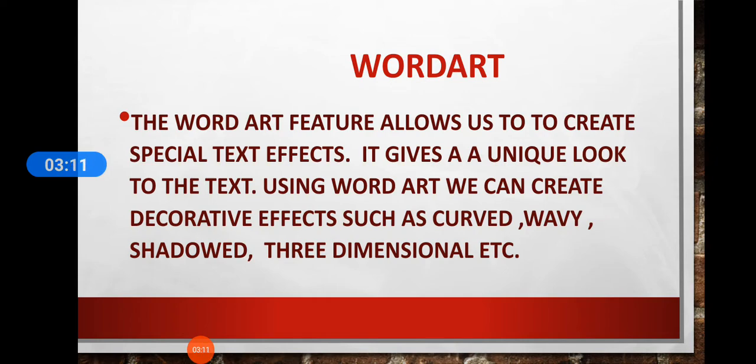Now children, we will see about the steps. How can we insert word art in our document? For that, first we will select the text on which we wish to apply word art effect. Now, second step will be we will click on the insert tab. Select the word art option and choose the desired effect from the quick styles drop down menu. Then Word will automatically create a text box for the text and apply the style to the text.